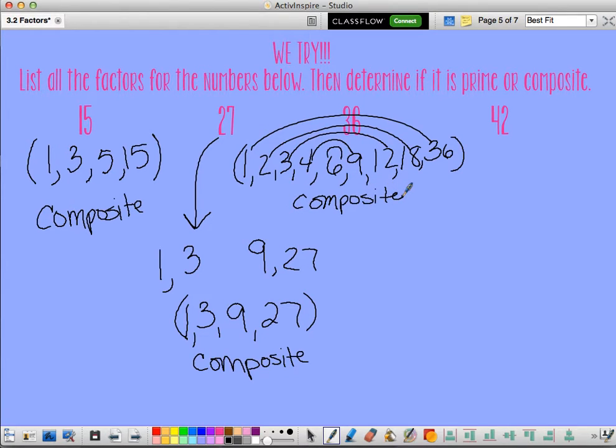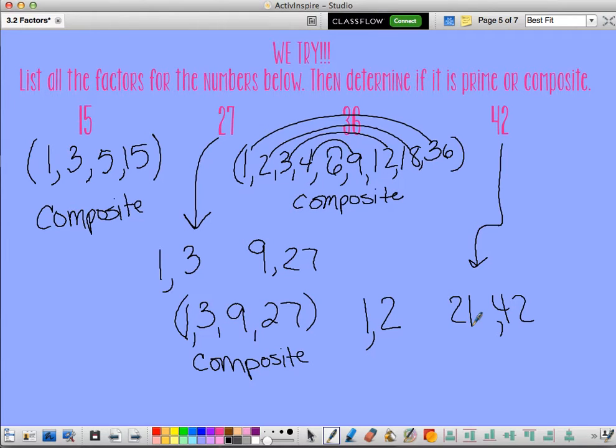All right, and then we have 42. Draw some lines here because I know we're running out of room. So 42 I know is divisible by 1 and itself. And then because it's even, I also know that it's divisible by 2. And I know 4 divided by 2 is 2, and 2 divided by 2 is 1, so it's 21.